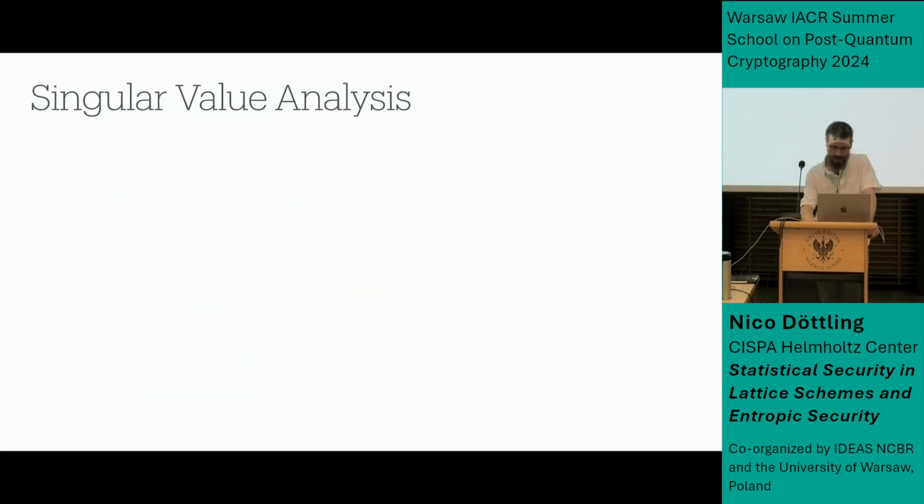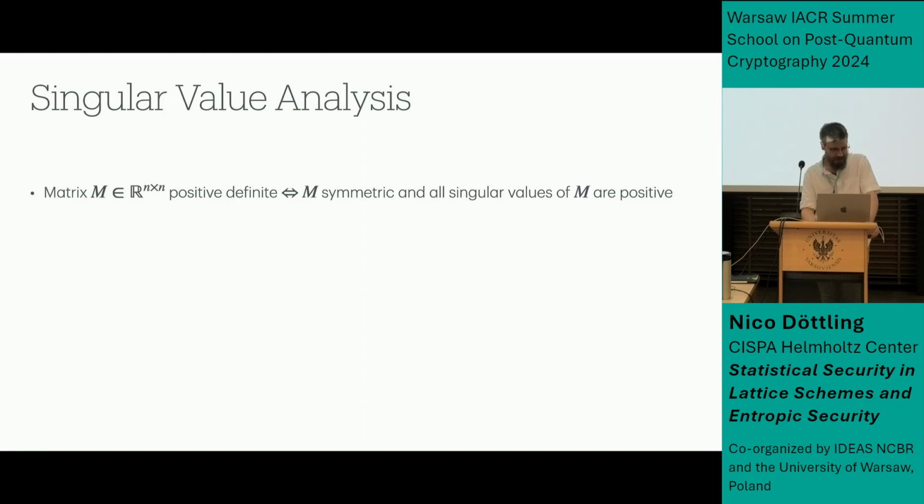Okay, and I could quickly mention positive definite matrices. This is in fact almost everything we use about singular value decompositions right now. A matrix M is positive definite if it's symmetric and all of its singular values are positive, and as a shorthand, we write M greater than 0 for this. Any positive definite matrix can be written as A transpose A or A times A transpose, however you like.